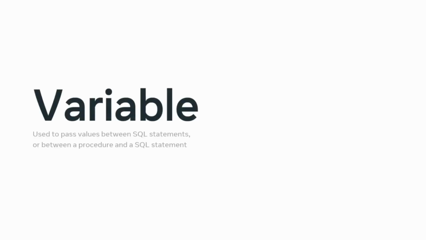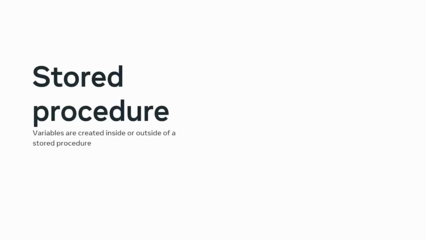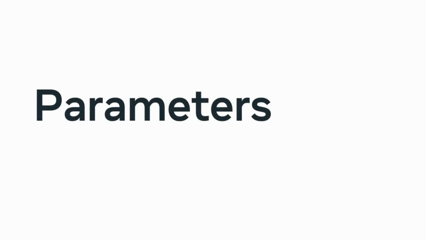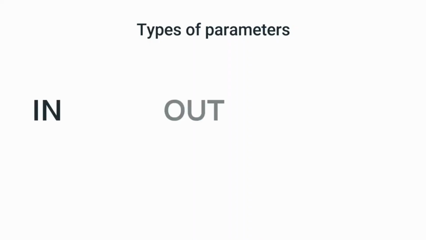You then learned how to make use of variables and parameters to create more complex stored functions and procedures in MySQL. You learned that variables are used to pass values between SQL statements or between a procedure and a SQL statement. You can create variables inside or outside of a stored procedure, and inside or outside of a select statement. You learned that a parameter is used to pass arguments or values to a function or procedure from the outside, and that there are 3 different types of parameters that can be declared in stored procedures: in, out, and in-out parameters.